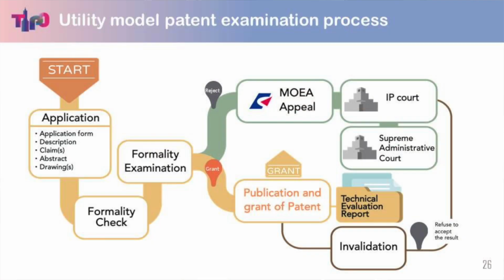For utility model patent, the first 2 steps are the same. However, within formality examination, we will check if the content can be accepted or not. If it is approved, the certificate will be issued and the granted patent will be published. Since the granted patent is not examined substantively, anyone can request a technical evaluation report. And if it is rejected, applicants can file an appeal or lawsuit to these 3 higher authorities.